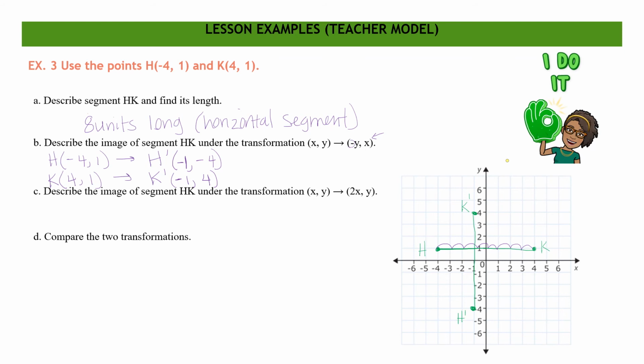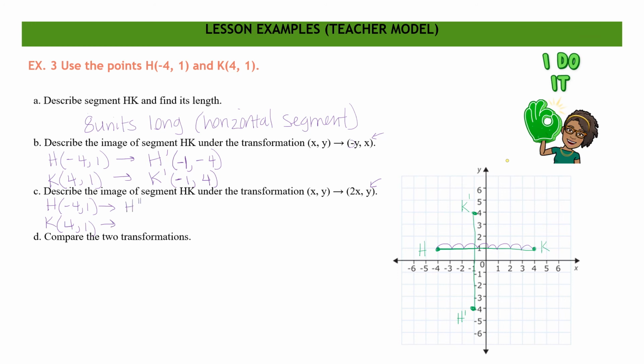All right, let's go to the next part. C, describe the image of segment HK under the transformation. And now we have a new function rule of (2x, y). So we're going to take our original pre-image points, which is h (-4, 1) and k (4, 1), and we're going to plug them into our function rule over there so I can get two new image points.